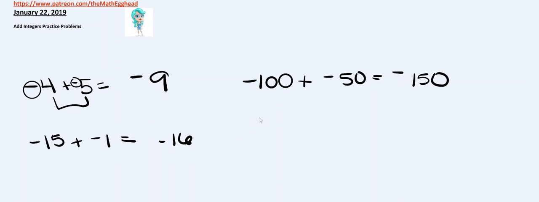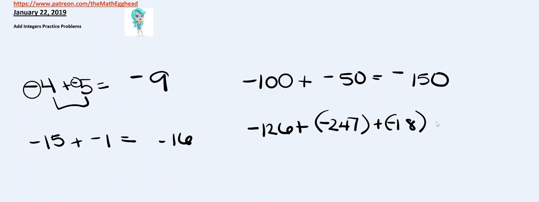What if we had negative 126 plus negative 247 plus negative 18 plus 339? How would that look? What would you guys start with? Now, I don't want you guys to get intimidated by this because basically you're just breaking down the actual problem. You're just going to go straight through. So I'm going to let you pause on the video and work this out.